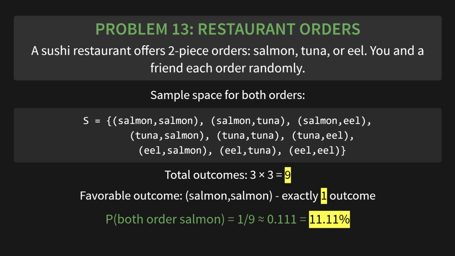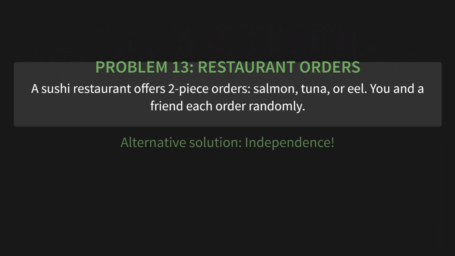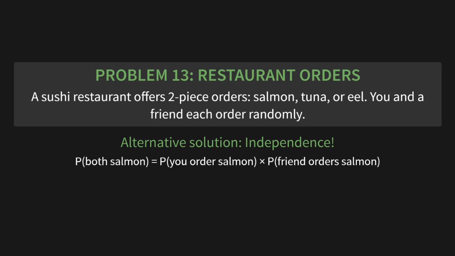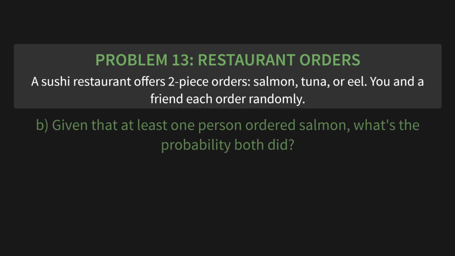So the probability, 1 out of 9. About 11%. Not very likely you'll accidentally match on salmon. But wait, here's something cool. Since you and your friend order independently, you're not influencing each other, we can use a shortcut. The probability you order salmon is 1/3. The probability your friend orders salmon is 1/3. Multiply them together, 1/3 times 1/3 equals 1/9. Same answer. Now here's where it gets interesting.